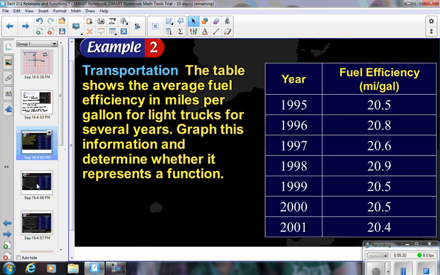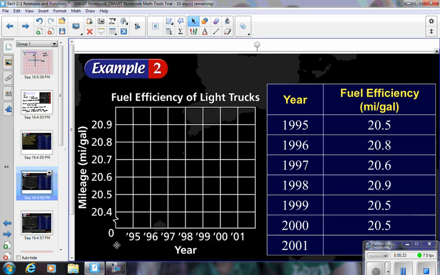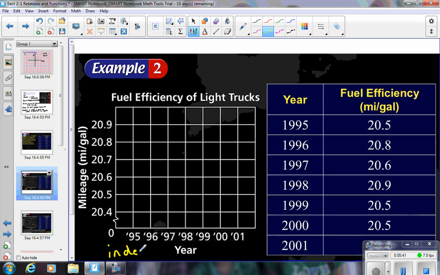Now the first thing you would want to do is set up your scale on your axes. So we would put the year on the horizontal axis, and we can put the mileage on the vertical axis, and we would actually say that the year is called the independent variable, and our mileage is called the dependent variable. And one easy way to think about that is our mileage depends on the year that we're talking about.